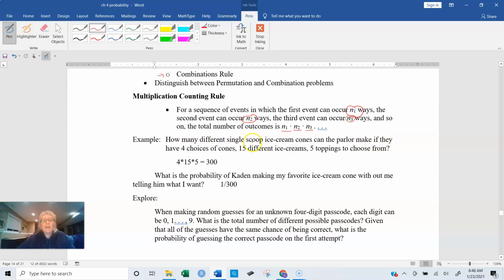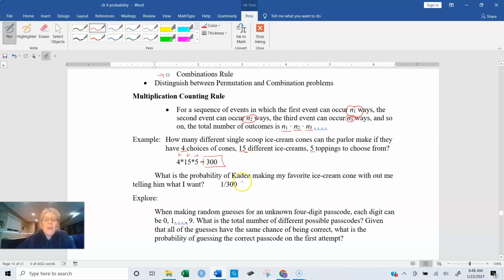So we have different single scoop ice cream cones at the ice cream parlor, right? I have 4 choices of cones. I'm making these up, I don't really know. 15 different ice creams and 5 toppings to choose from. So when I do that, I just multiply my 4 cones times my 15 ice creams times my 5 toppings, and there are 300 different ice cream cones that can be made.